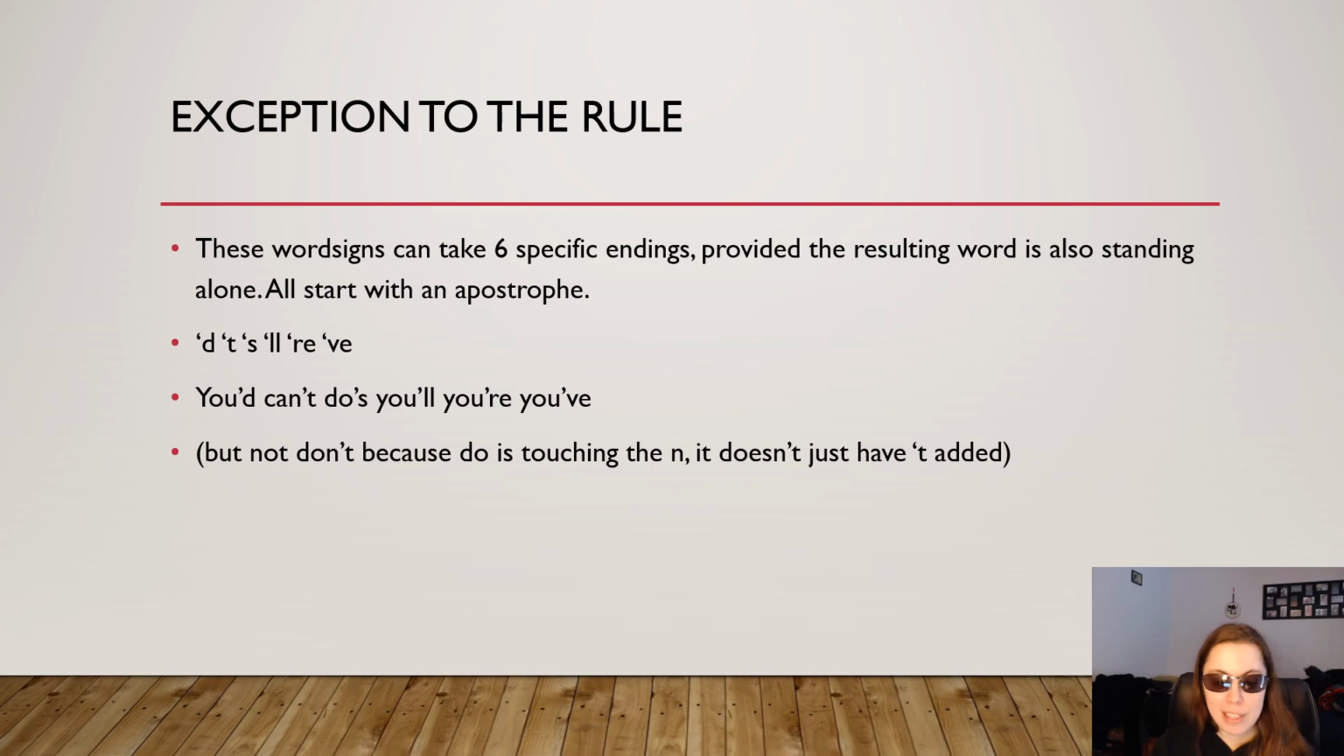Counter example, don't, can't use the do contraction because it's touching the N. It doesn't just have the apostrophe T added, it also has the letter N added. So DO is not standing alone. So you cannot use an alphabetic word sign there because you can't use it within a word. So there's kind of the boundaries on where you can stretch it and add an ending and where you can't.